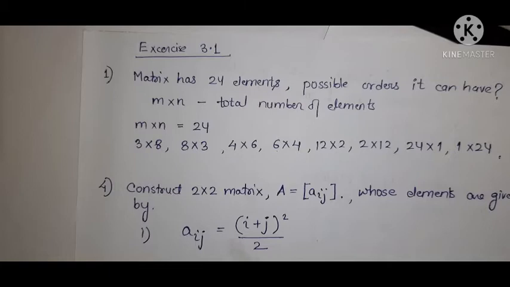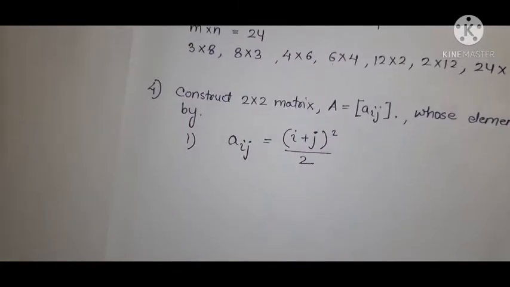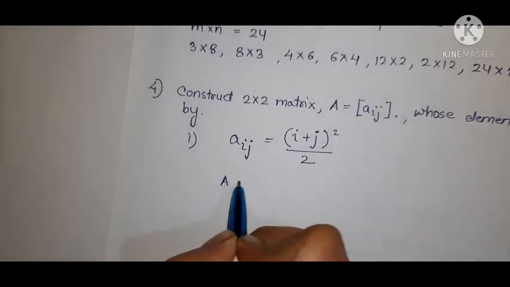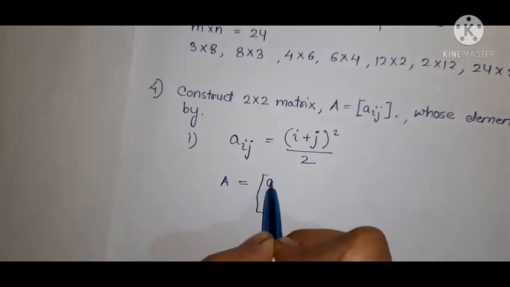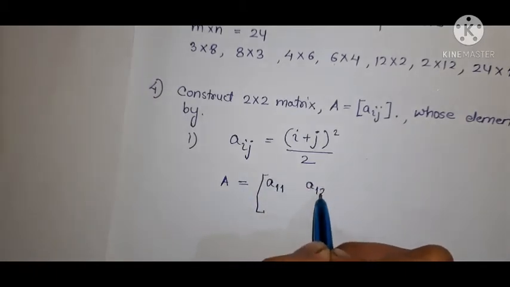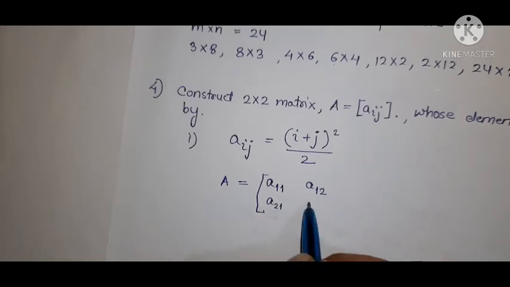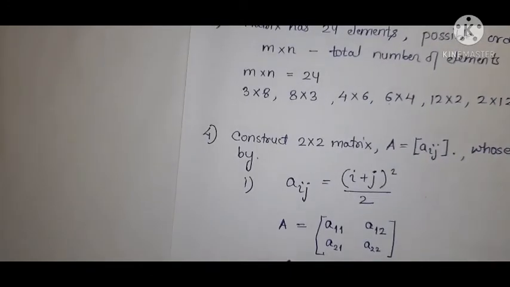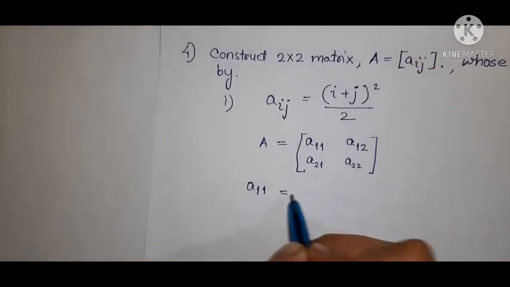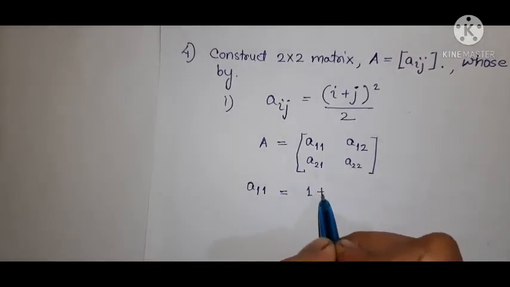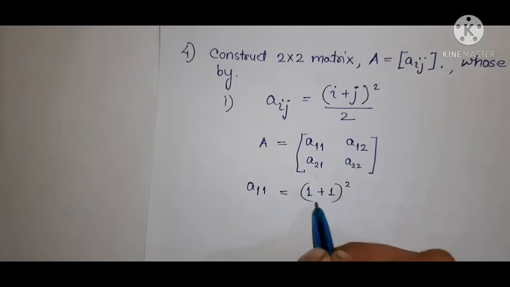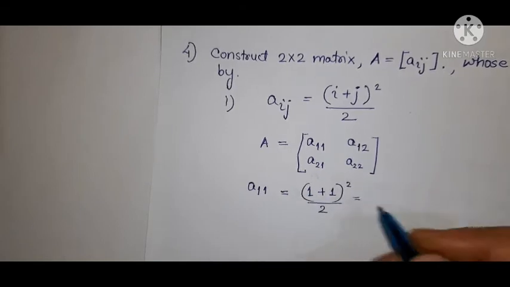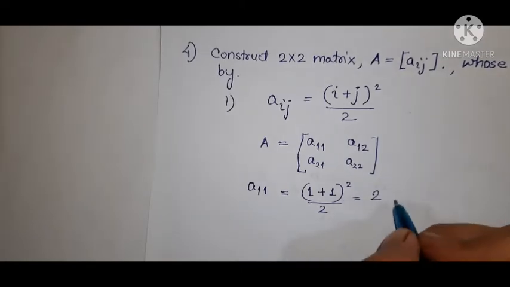In a 2 by 2 matrix, how many elements do we have? Total 4 elements. And what are those? A11, A12, A21 and A22. So first we find A11. In place of i we write 1 and in place of j we write 1. So ultimately what we get? 1 plus 1 is 2, 2 square is 4, divided by 2, it will be 2.